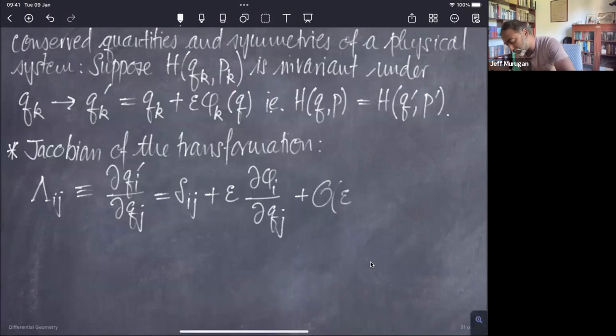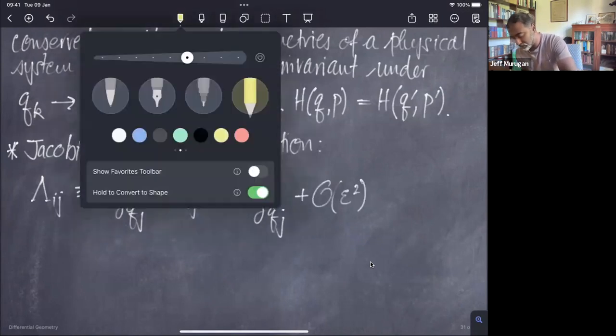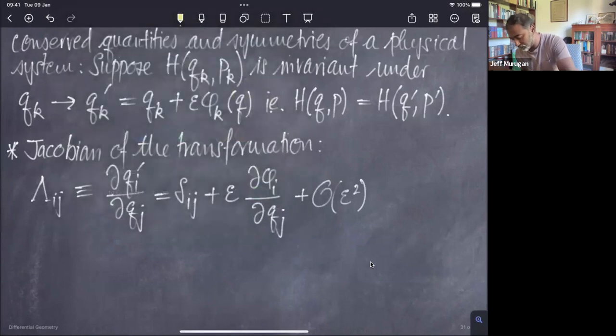Well, we're only interested in the lowest order in epsilon, so we're going to drop this piece. In fact, let me put it there and then scratch it out just to show you that it's there. Okay.